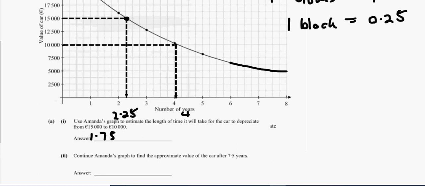Now, how much is it worth after 7.5 years? Do you reckon? We go straight up and straight across, and what do we think we get? I think I'm getting 5,000. What are you guys getting?